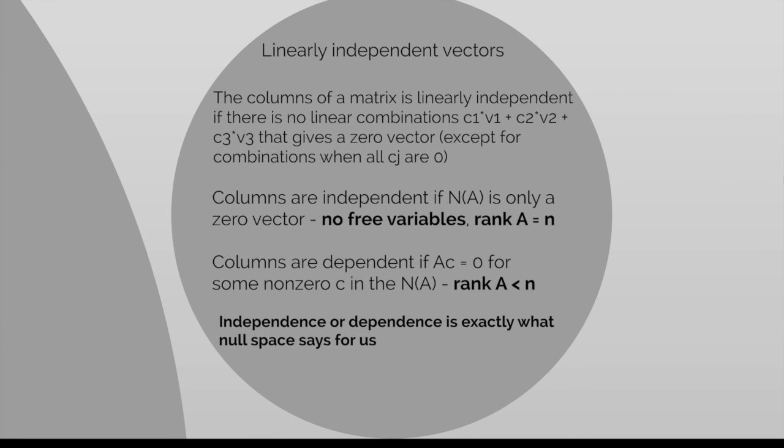What are linearly independent vectors? The columns of a matrix are linearly independent if there is no linear combination that gives a zero vector. Columns are independent if the null space is only the zero vector, so no free variables and rank A is equal to n. Columns are dependent if AC equals 0 for some non-zero C in the null space, so rank A is less than n, where n is the number of columns. Independence or dependence is exactly what the null space tells us.